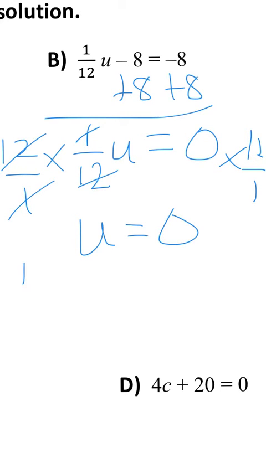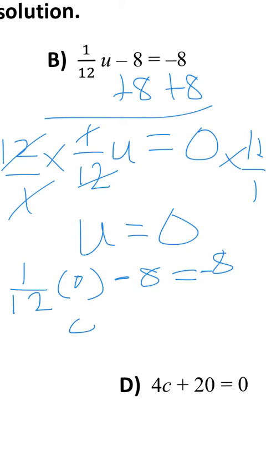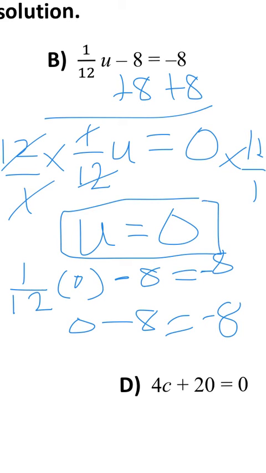So let's double check our solution to make sure we are correct. And we go 1/12 times 0 minus 8 equals negative 8. So 1/12 times 0 is 0. 0 minus 8 equals negative 8. And that is a true statement. So our answer really is u equals 0.